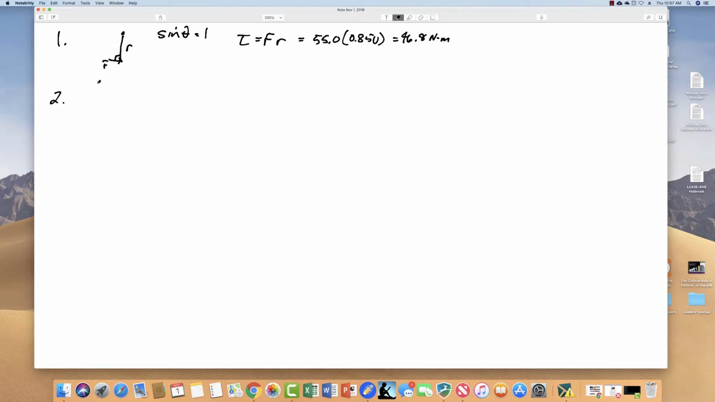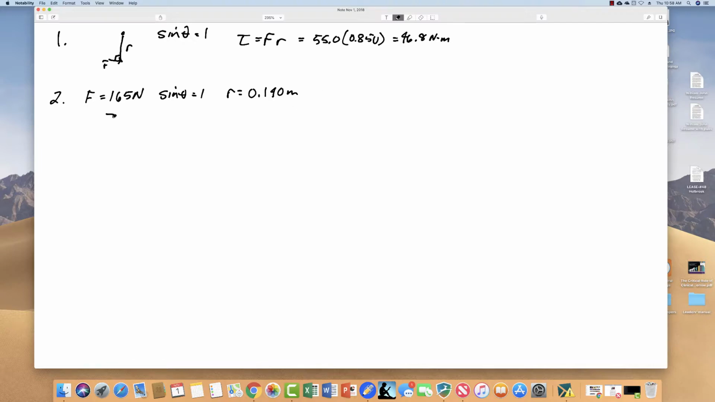Number 2, when tightening a bolt, you push perpendicularly on a wrench with a force of 165 newtons. And again, they tell you perpendicular, so the sine of theta, again, is going to be 1. And the distance is 0.140 meters from the bolt. And the bolt is the pivot point.